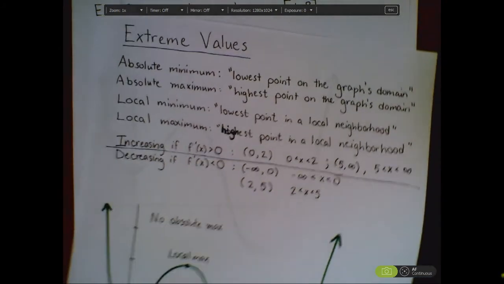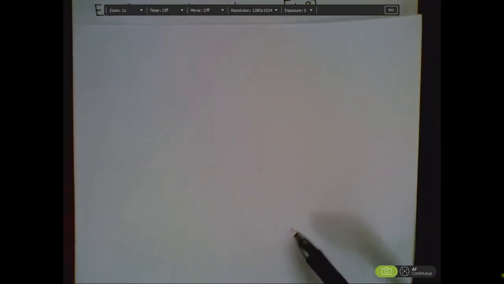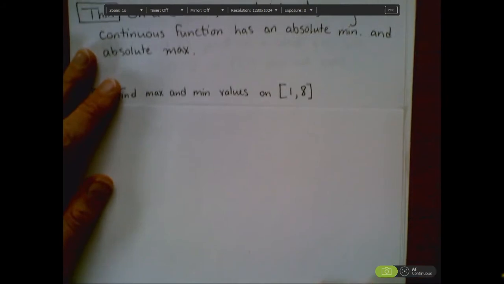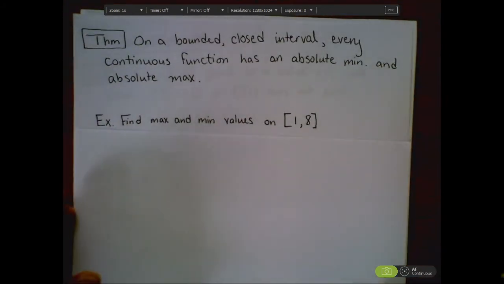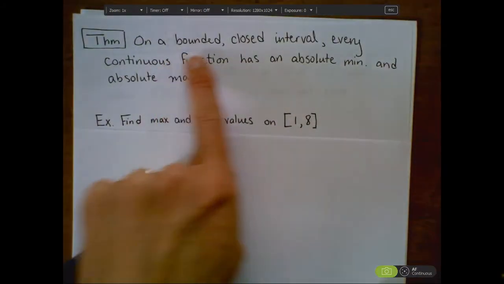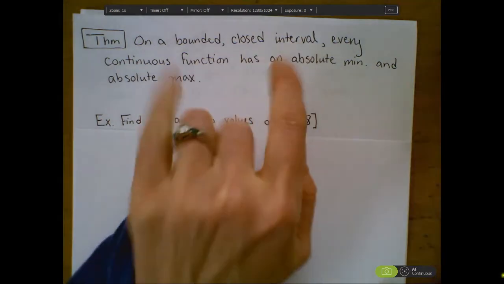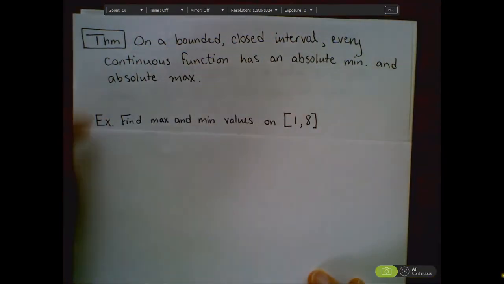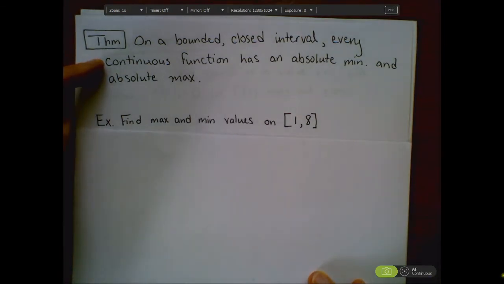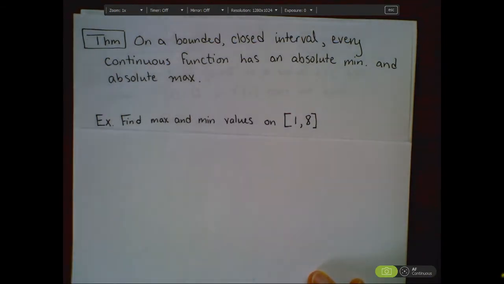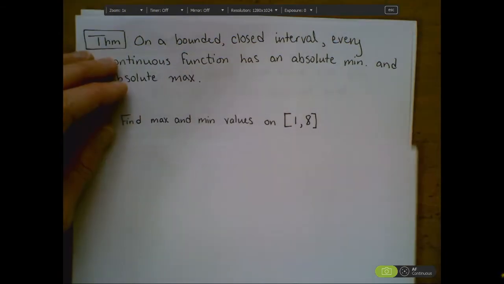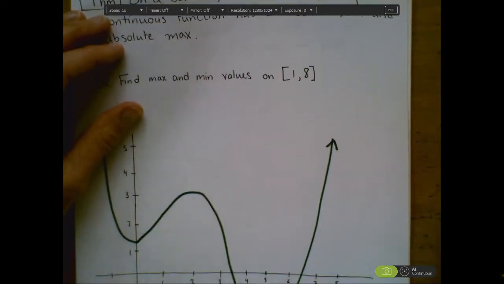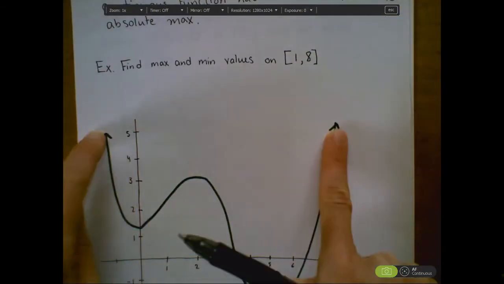absolute maxes and mins and whether the function is increasing or decreasing is relatively straightforward. I want to introduce another idea, and this is the idea of finding max and min values when you're on a bounded interval. And this is a theorem that if we're looking at a closed bounded interval in terms of your x's, so we're limiting the domain of our x's, then every continuous function is going to have an absolute min and an absolute max.